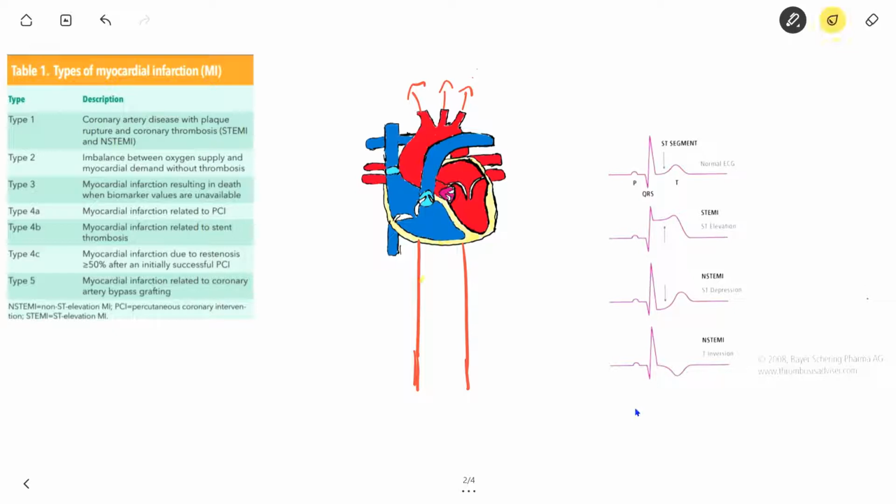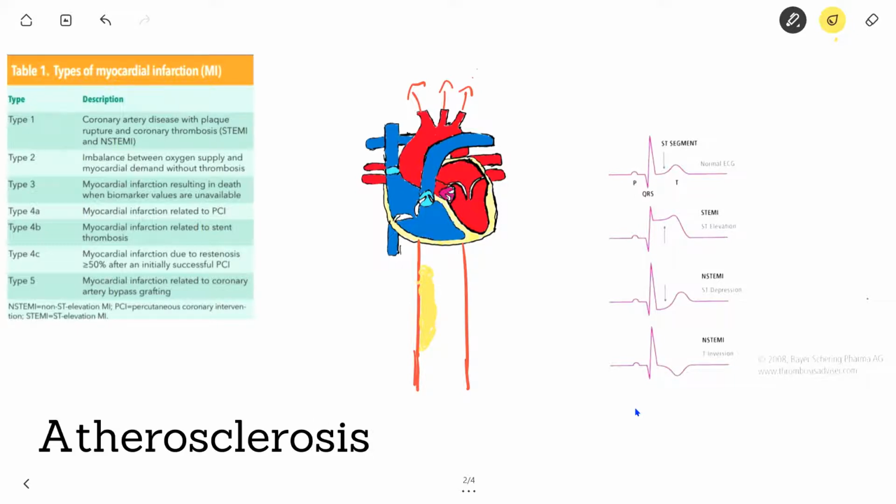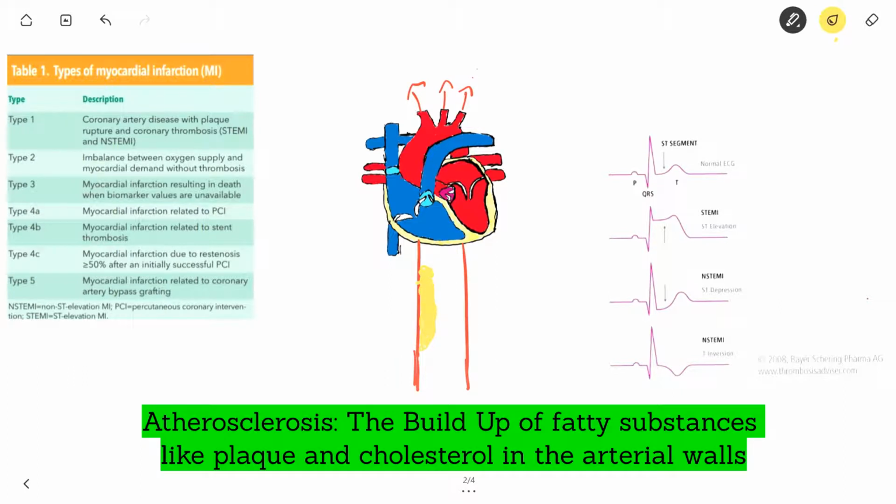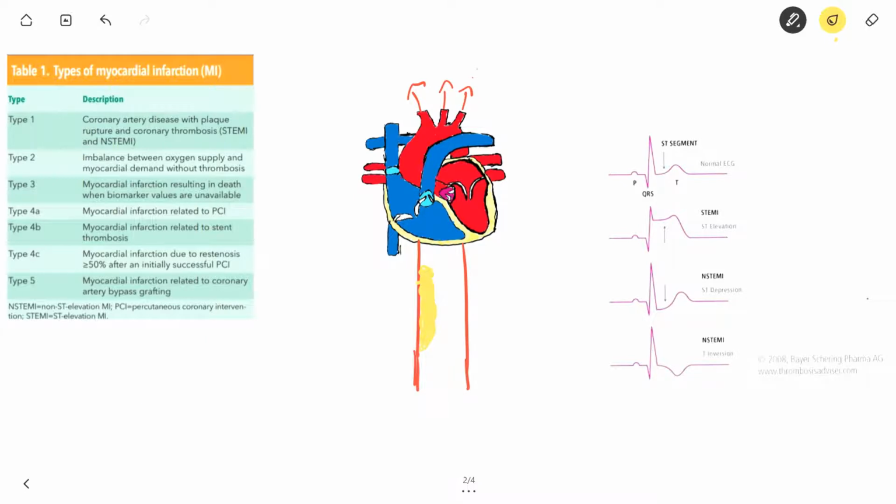So, plaque can be formed in any artery in the body, and this is actually called atherosclerosis. It is when a fatty substance like plaque or cholesterol builds up on the arterial walls. And when this plaque ruptures, it can form a blood clot. A blood clot is formed when platelets are accidentally triggered and they clump up to make a platelet ball.